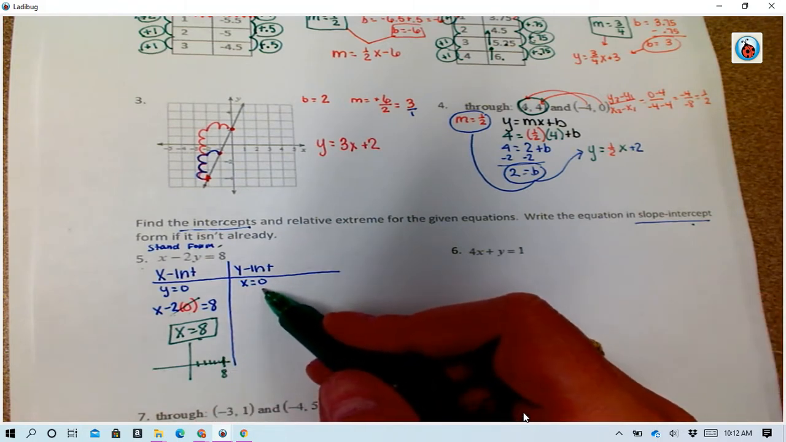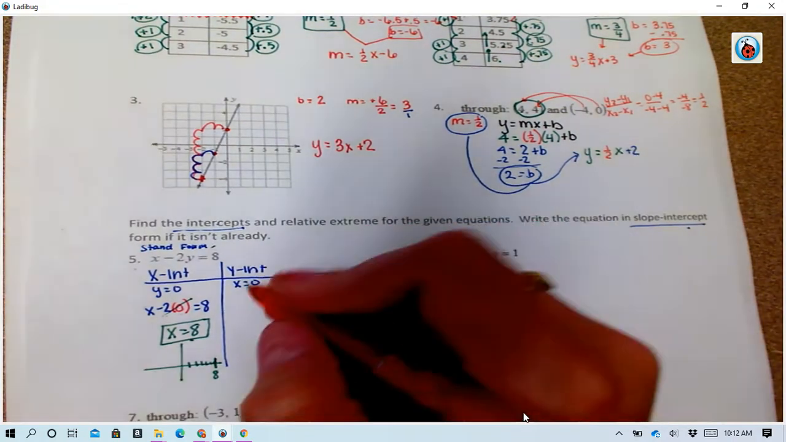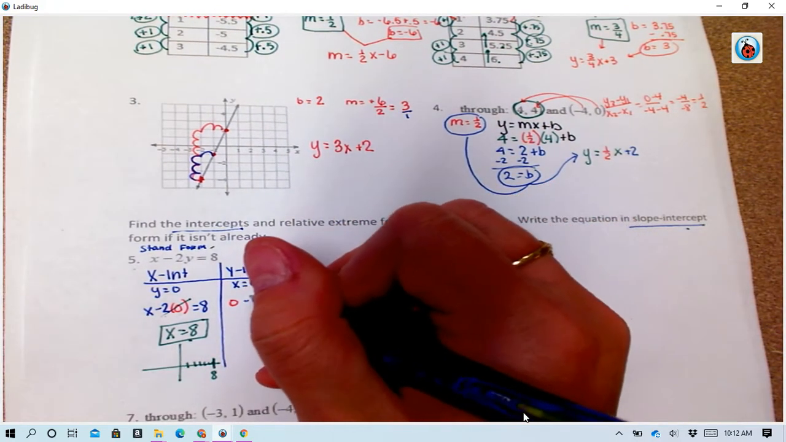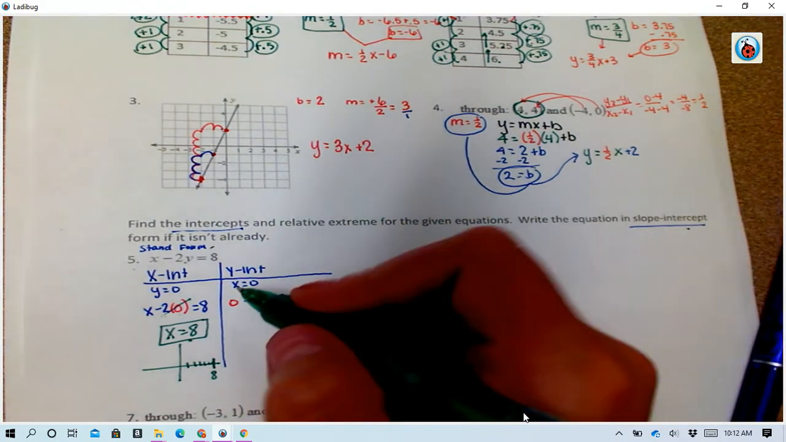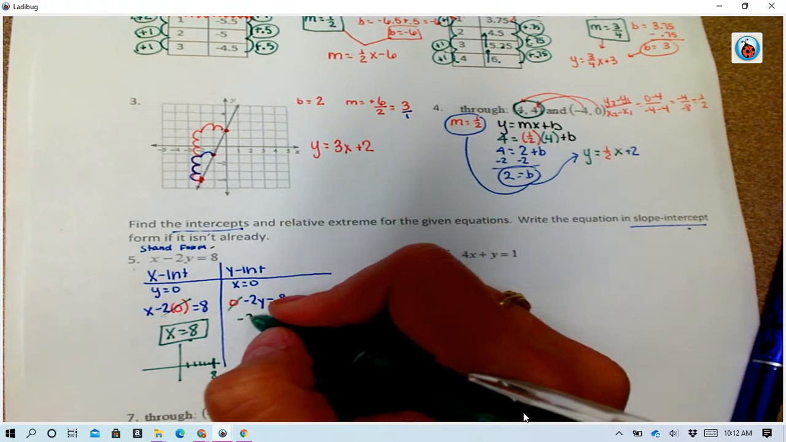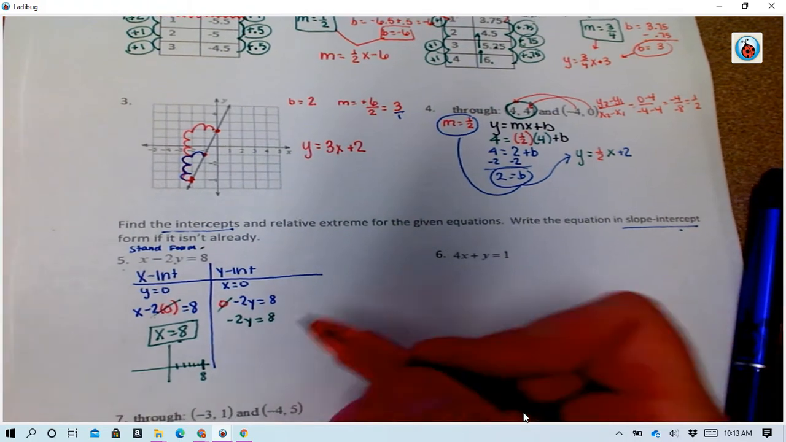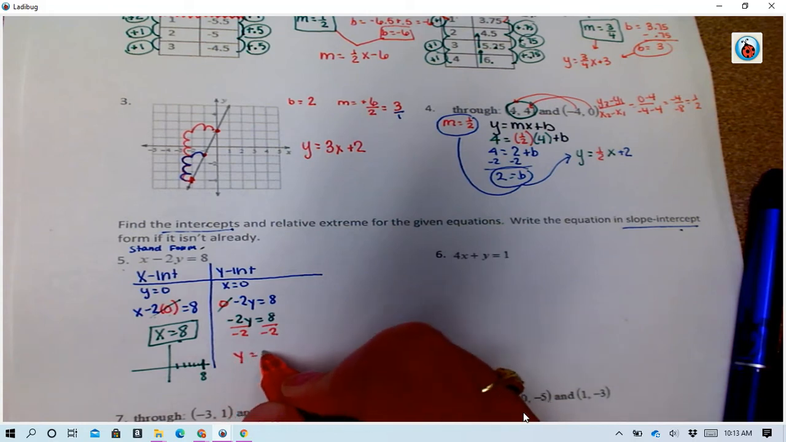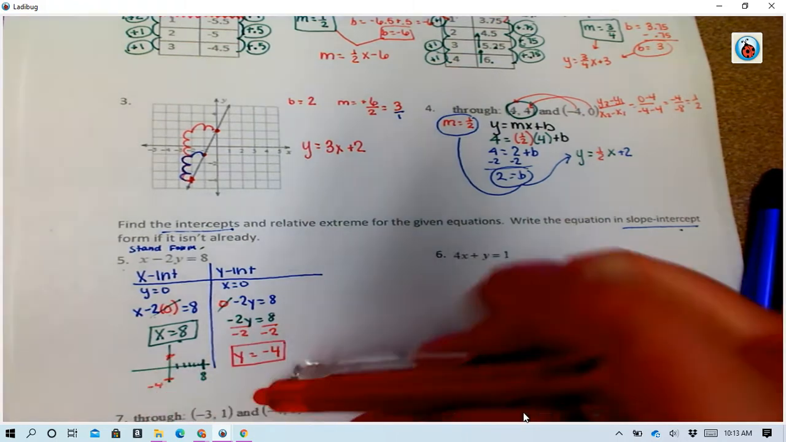For the y-intercept, we're going to plug 0 in for x. So we're going to have 0 minus 2y equals 8. Well, the 0 doesn't help us, so it just goes away. So we're left with negative 2y equals 8. And now we actually have to solve it. To get the y by itself, we just divide both sides by negative 2, which means y equals negative 4. So on the graph, it would cross somewhere down here at negative 4.